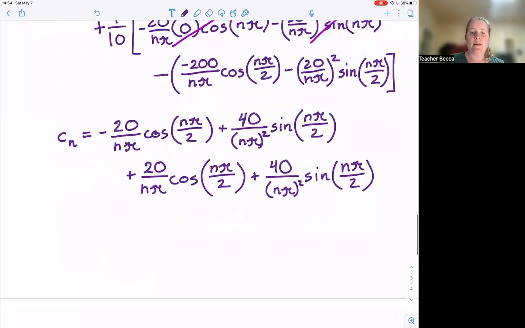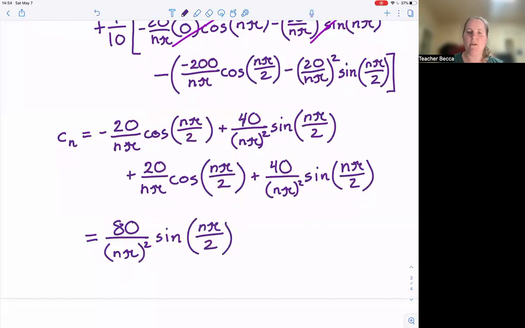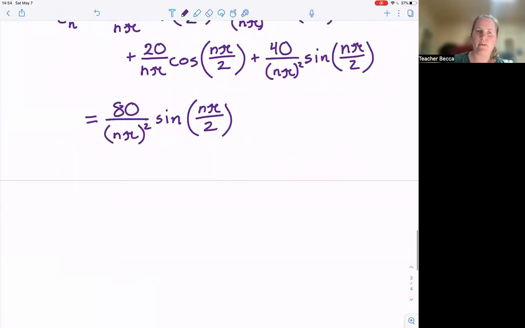Right, at this point, that negative 20 over n pi cosine n pi over 2 and positive 20 over n pi cosine n pi over 2 just cancel each other out. And we wind up with 80 over n pi, whole thing squared, times sine of n pi over 2. Once again, we have our situations to play around with here.